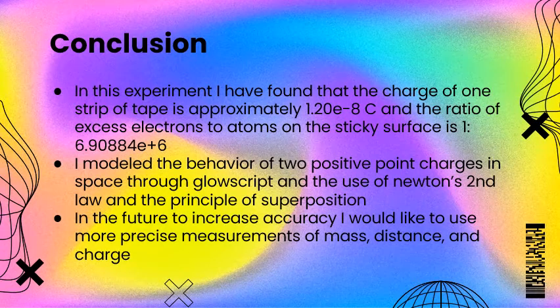And in conclusion, I found the charge of a strip of tape once again to be 1.2 times 10 to the -8th coulombs, and the ratio of excess electrons to atoms on the sticky surface is about 1 to 6.9 times 10 to the 6th, which is a lot. And I modeled the behavior of two positive point charges in space through GlowScript and the use of Newton's second law and, of course, the principle of superposition. And in the future, to increase accuracy, I'd like to be able to use more precise measurements of mass, distance, and the distribution of charge.